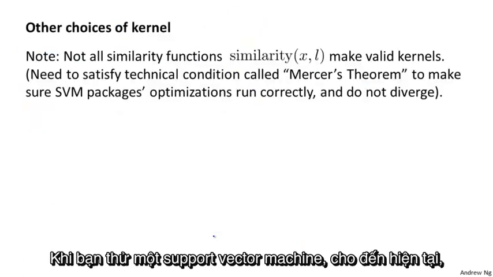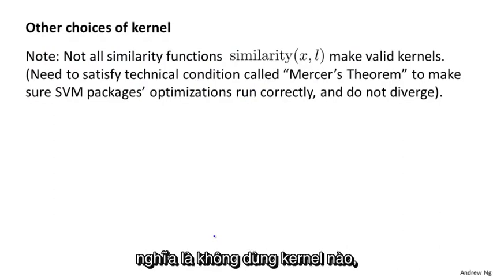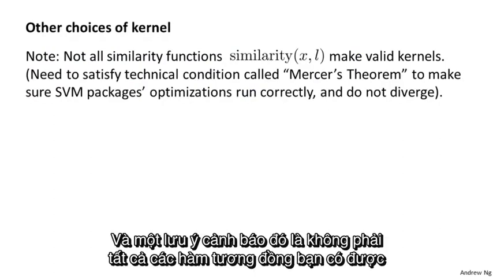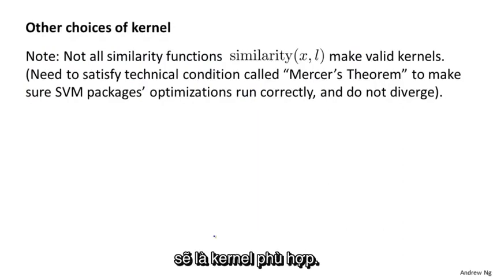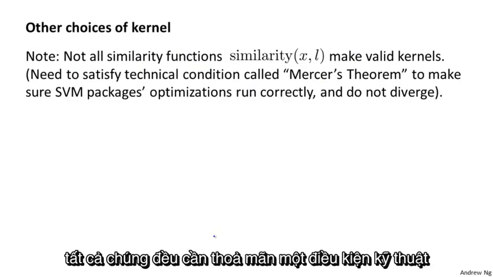When you're applying a support vector machine, chances are by far the two most common kernels you use will be the linear kernel, meaning no kernel, or the Gaussian kernel that we talked about. And just one note of warning, which is that not all similarity functions you might come up with are valid kernels. The Gaussian kernel, the linear kernel, and other kernels that sometimes others will use, all of them need to satisfy a technical condition.